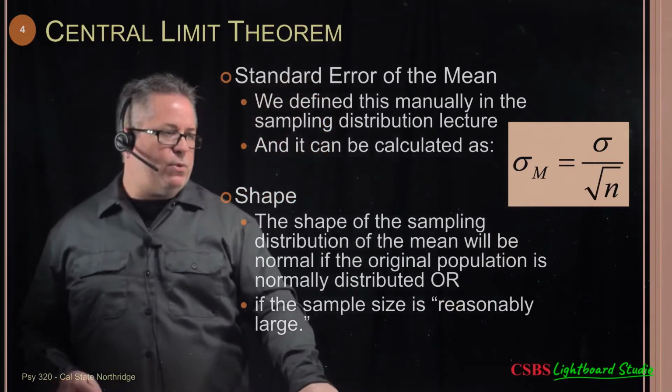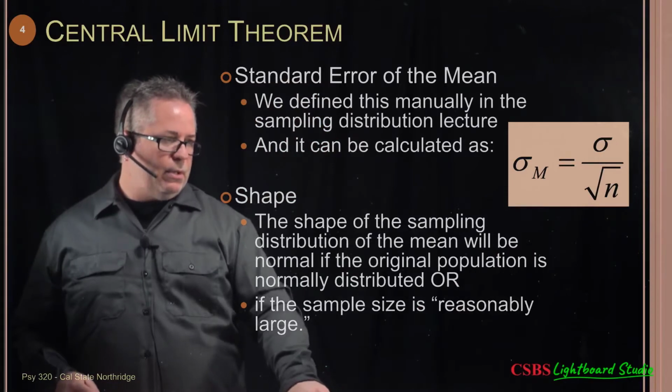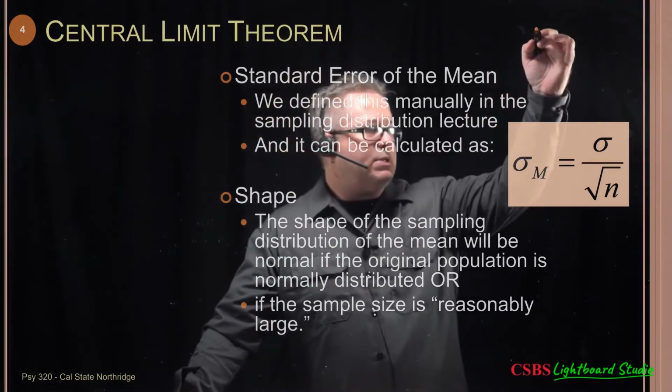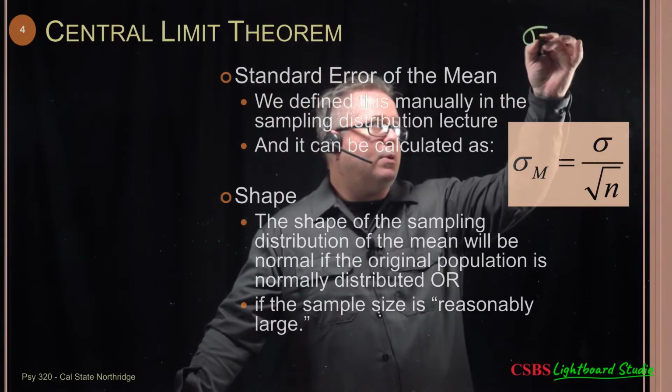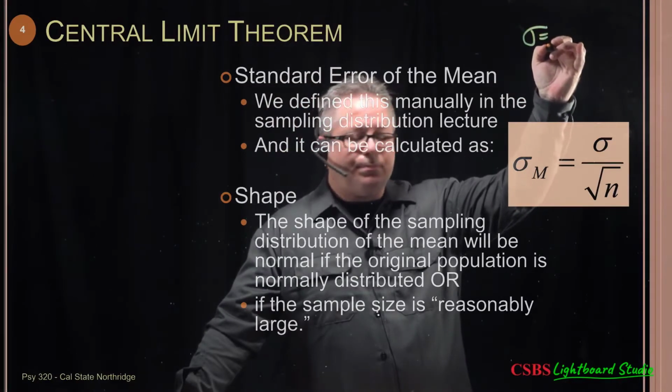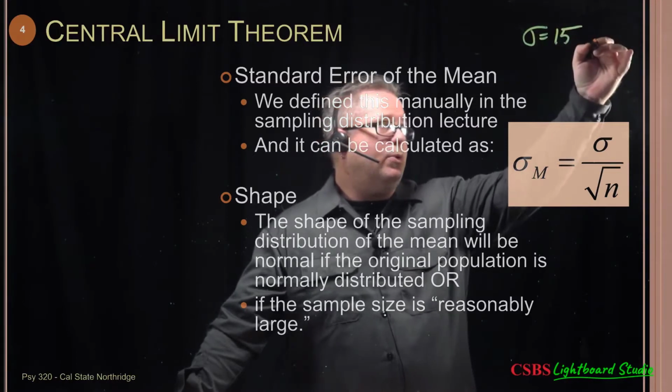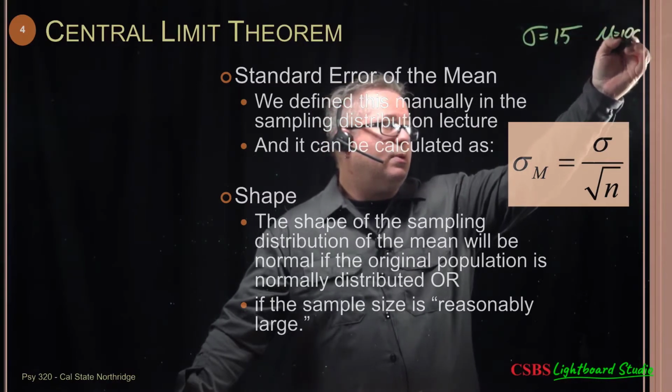So in our example before, our sigma for IQ was 15, and mu was 100. This is all based on IQ.